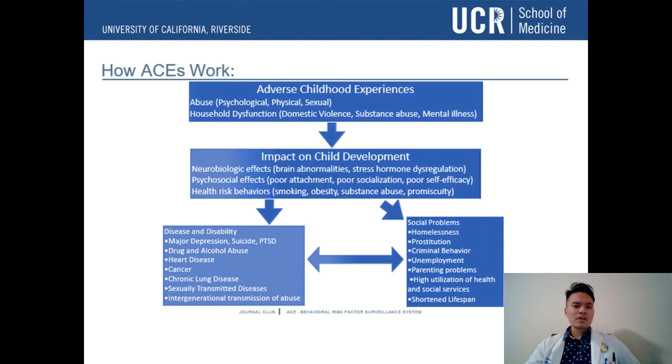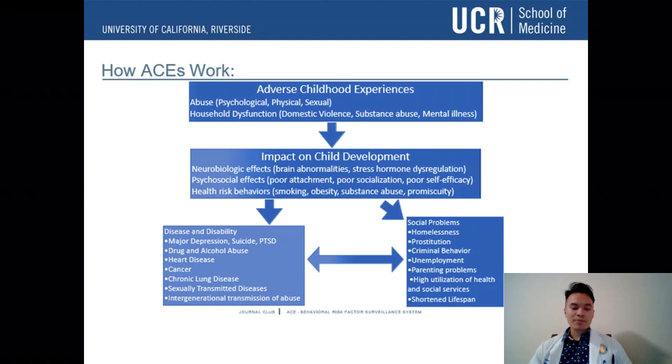Things like abuse, whether it's psychological, physical, or sexual, or household dysfunction, domestic violence, substance abuse, mental illness, can lead to neurobiologic effects, psychosocial effects, and health risk behavior. So what are those? Neurobiologic is like brain abnormalities and stress hormone dysregulation. Psychosocial, again, it's in the naming, poor socialization. Health risk behaviors means you're more likely to smoke or eat more or abuse substances. These can lead to future disease and disability. So what do I mean by that?